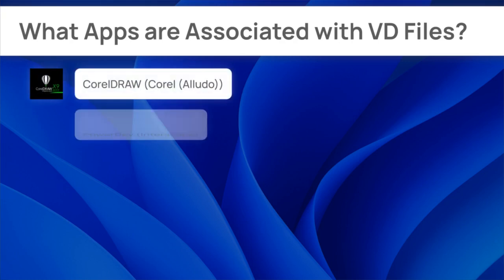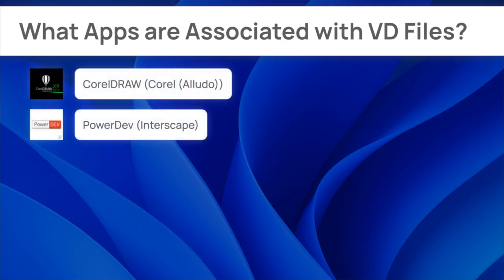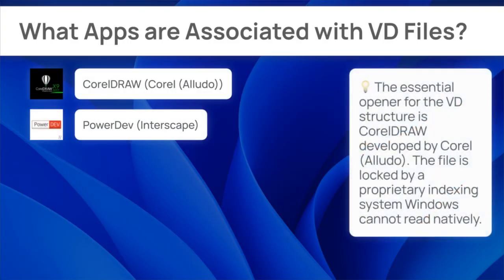The native handling utility for VD files is CorelDRAW by Corel Alludo. The file is locked by a proprietary indexing system Windows cannot read natively. Windows can show the video in built-in players, while creative editing requires video-specific software.